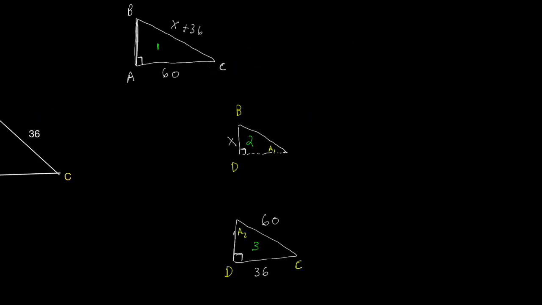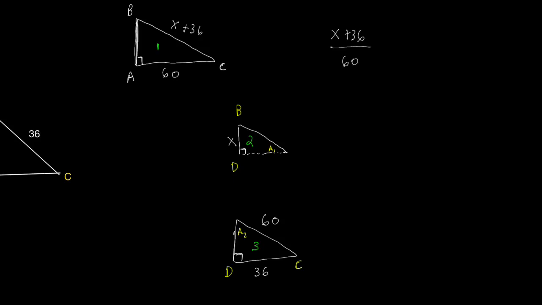Now I have to solve for x, so I'm going to have to make a proportion. Immediately we can see that this triangle is not going to be so useful because we only have one length given, and we can't make a proportion with this triangle. We need at least two sides. So here it looks like we're going to use triangle 1 and triangle 3. X plus 36 corresponds to 60. Let's write that down. X plus 36 corresponds to 60.